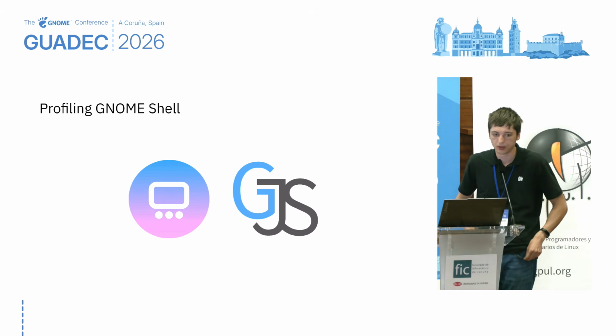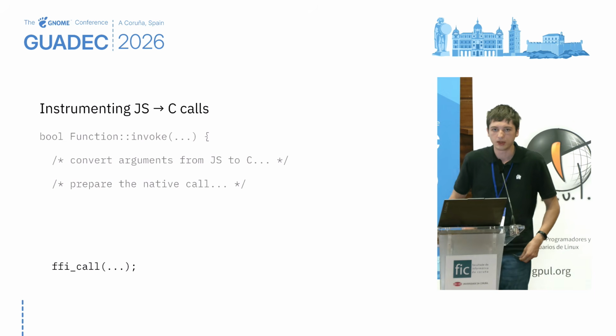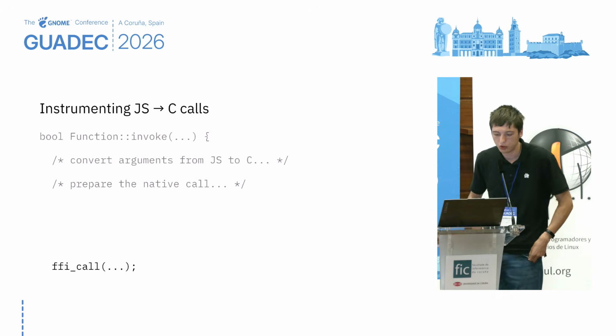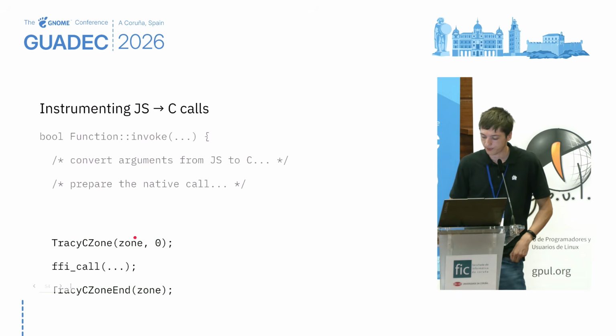Now, Mutter is good and all, but we also have the whole GNOME Shell on top with the JavaScript UI. So how do we profile that? I decided to instrument GJS, which is GNOME's JavaScript engine. In particular, I decided to instrument the places which call from C to JS and from JS back to C. GJS has this one convenient function, invoke, which calls from JS to C. It first converts arguments from JS to C, then prepares a native call, then actually calls the function with this FFI call. So I put a zone around it.